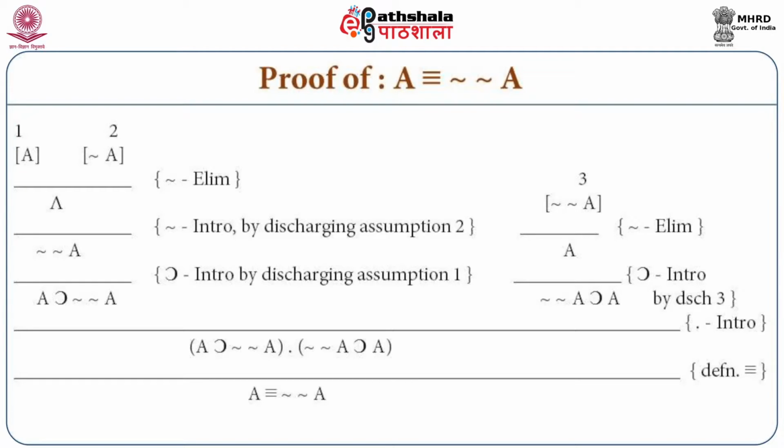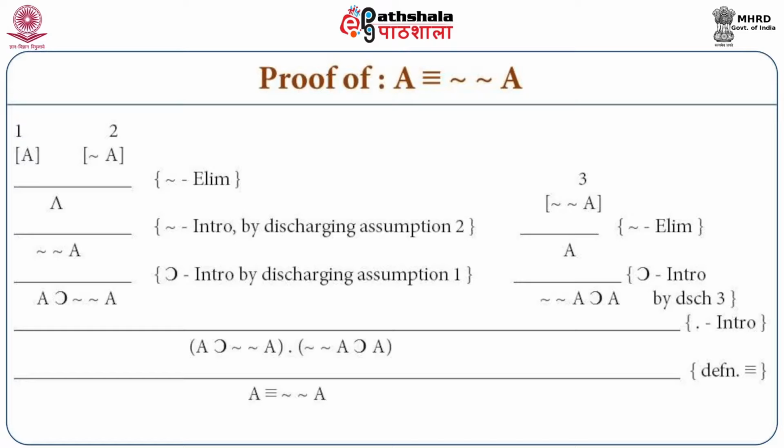Suppose we have three assumptions. So that means they will be coming under brackets. A, one assumption, second assumption is not A, and the third assumption not A. Now, given this assumption A and not A, we can, by application of negation elimination, derive absurdity, some kind of contradiction.